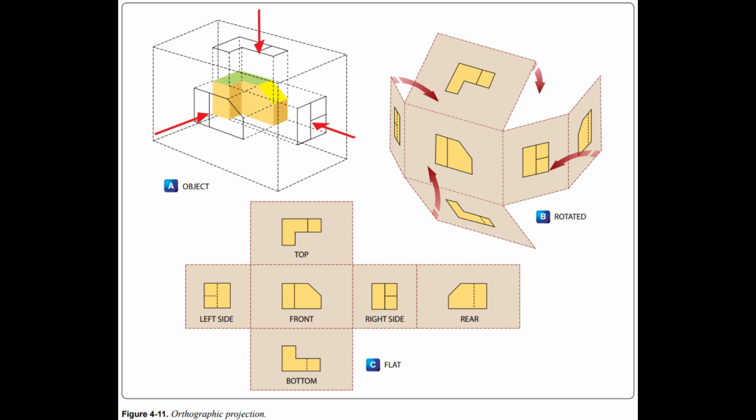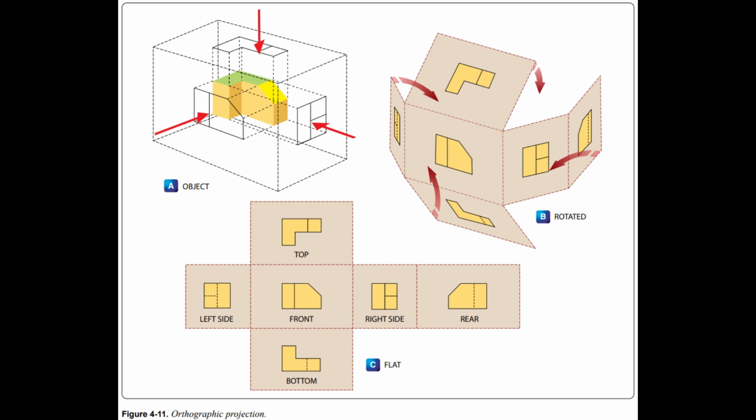Figure 4-11a shows an object placed in a transparent box, hinged at the edges. The projections on the sides of the box are the views as seen looking straight at the object through each side. If the outlines of the object are drawn on each surface of the box, and the box is then opened, Figure 4-11b, to lay flat, Figure 4-11c, the result is a 6-view orthographic projection.